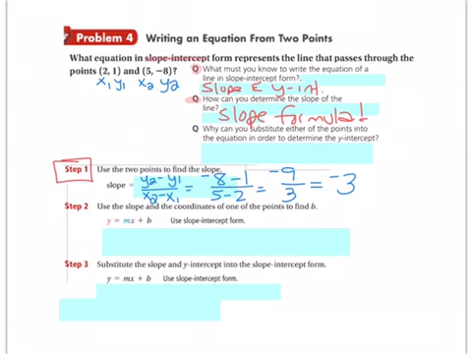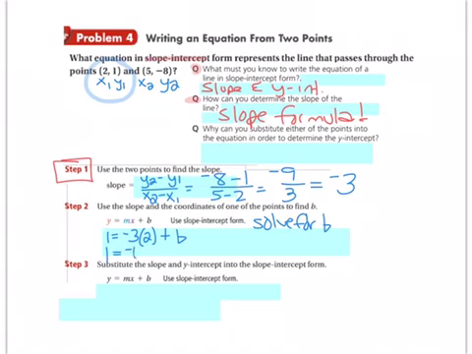Now, in step 2, it says use the slope and the coordinates of one of the points to find b. So I'm going to use the first point, 2, 1. And so the y value is 1. M is the slope that we just found, and the x value I'm going to use is 2 from the first point. And what I'm going to do is solve this for b.